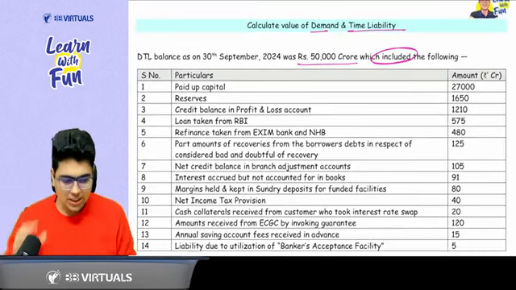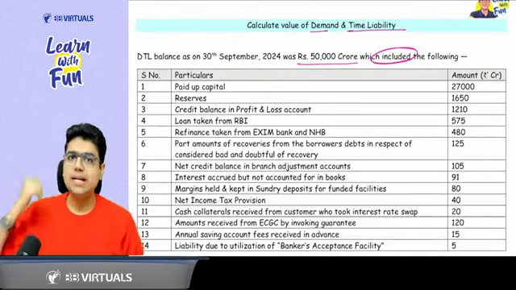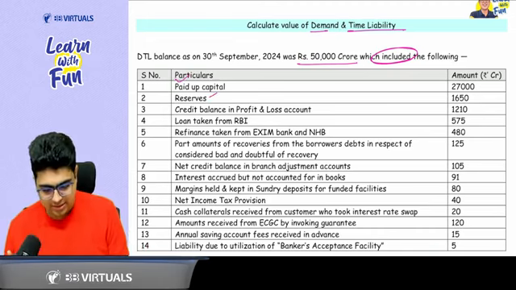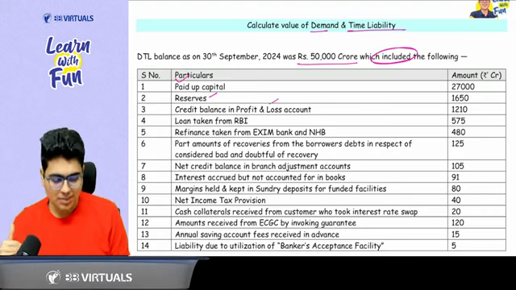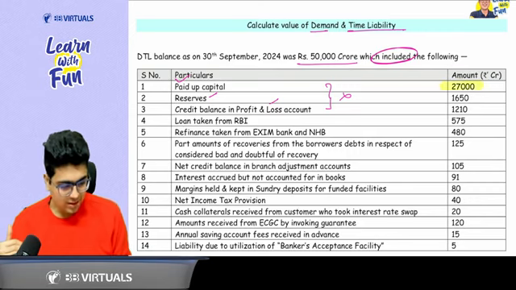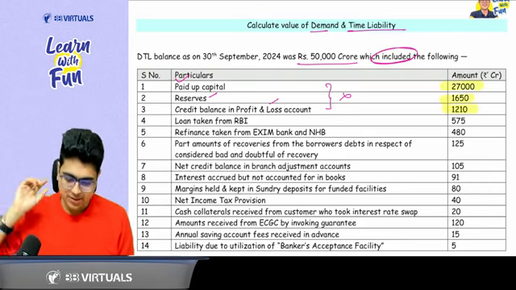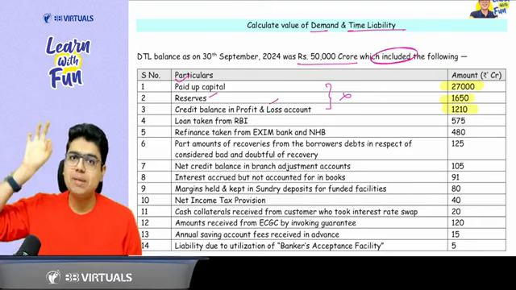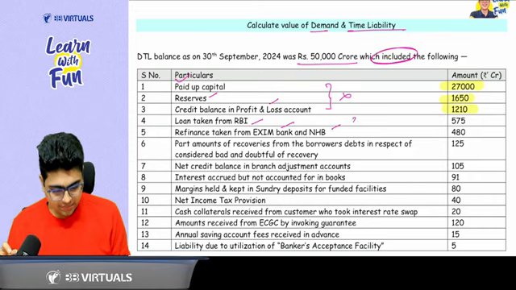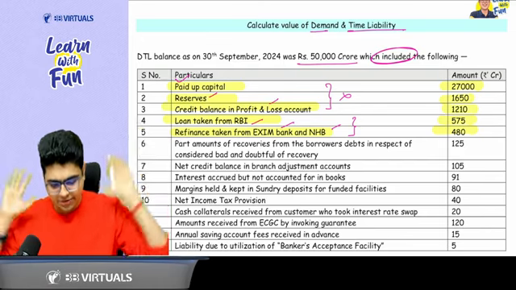Tell me first of all, PP Munni Buddy, that we need to exclude. P for paid up capital, reserves and P&L account. All of them are not in the nature of liability, so they will be excluded: 27,000, 1650, 1210. Then loan from big banks, that is RBI, Exim, NHB. These are the big banks, and this will also be excluded.